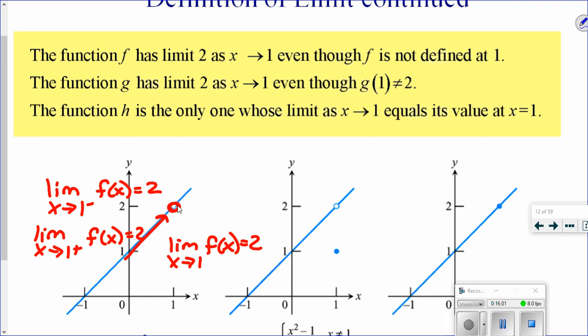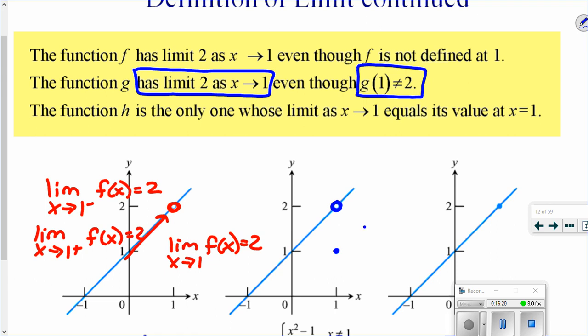Likewise, we could write this same exact thing over here. There's a hole, and it doesn't matter that there's a closed spot. So the second bullet says the function g has limit 2 as x approaches 1, even though the value does not equal the limit.